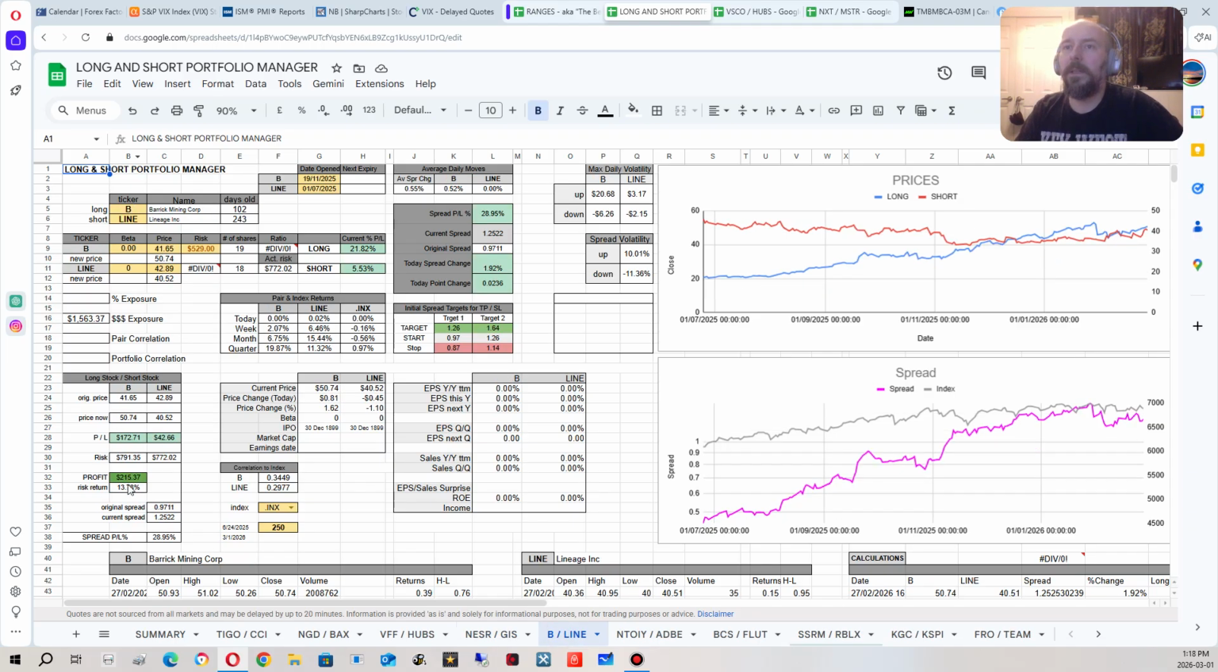Barrick Gold, obviously, anything gold right now is doing really well. Lineage is a good trade, 14%, but it's been around for 4 months. One has been around for more than half a year. It's okay. It's okay.